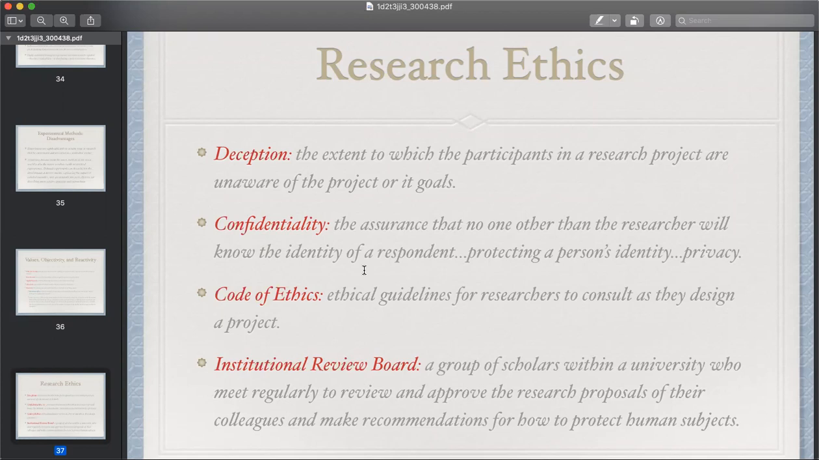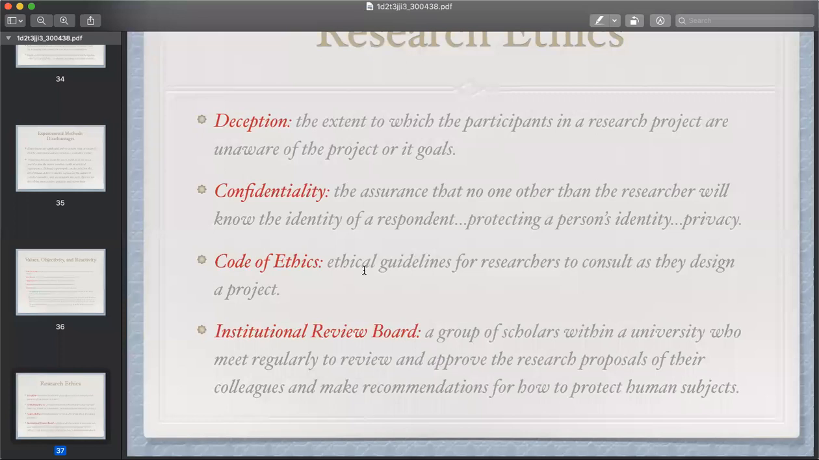As we mentioned before, confidentiality, protecting the person's identity, and then following a code of ethics, right? Where you're not placing individuals in dangerous situations. You're not setting up scenarios like reality TV shows do, just to see how people respond to one another.